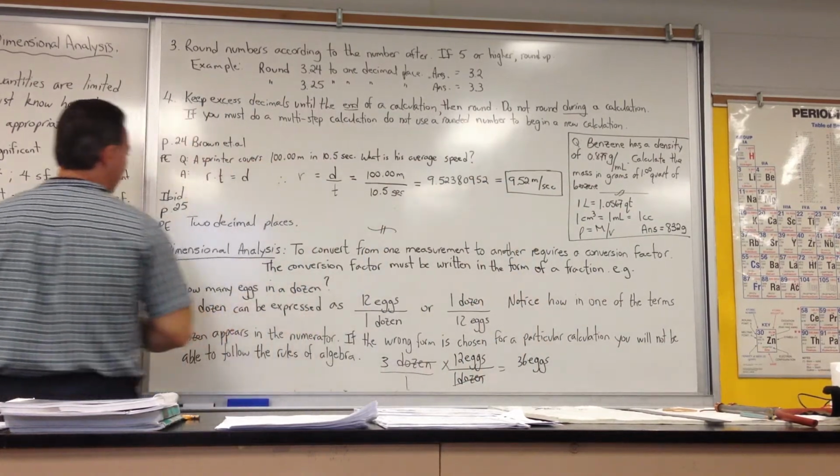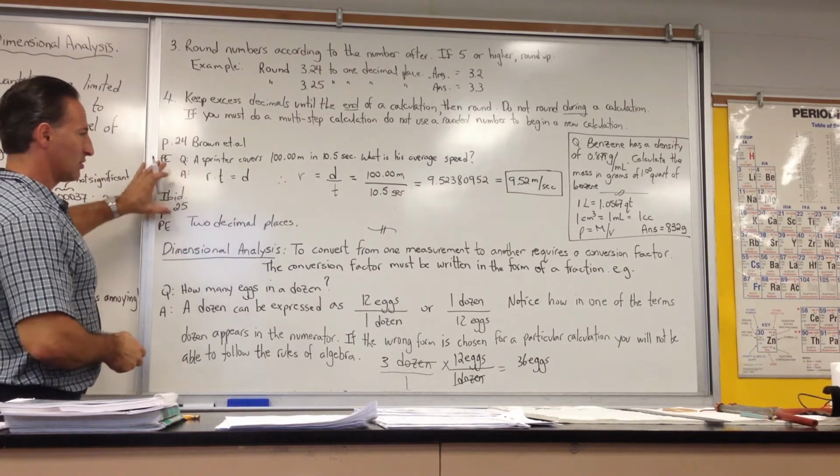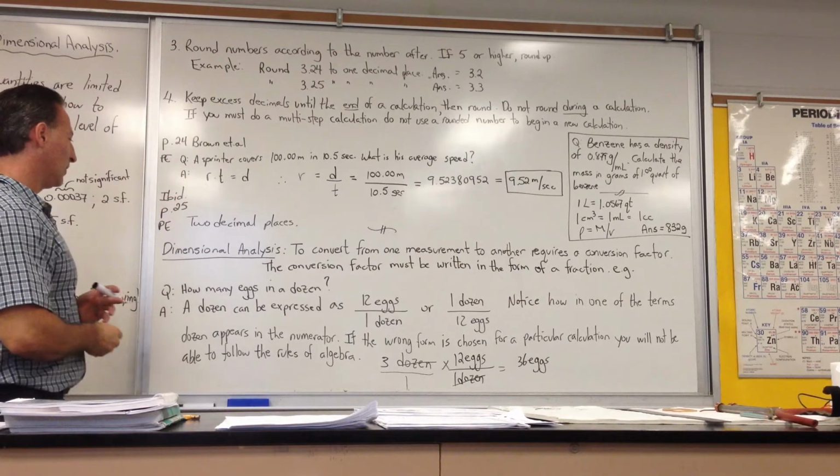Question on page 25 shows a big long problem. You're going to see it. The answer is 2 decimal places. So we'll just skip that for now. You'll see it when you get your handout.